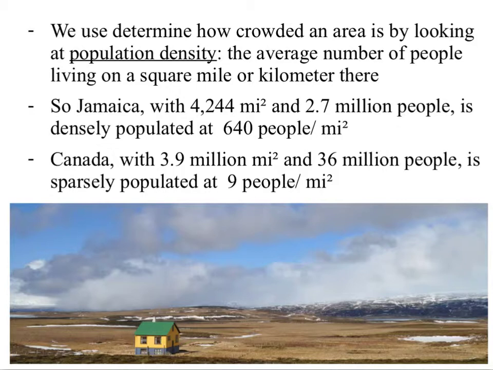Two examples of population density are Jamaica, which is a little small island with a good number of people, and is very densely populated, 640 or so people per square mile. Canada, on the other hand, has a larger population than Jamaica, but it is also about 1,000 times larger in area. So its population density is much more attractive, maybe. Then again, maybe you like to live in big cities with people everywhere.